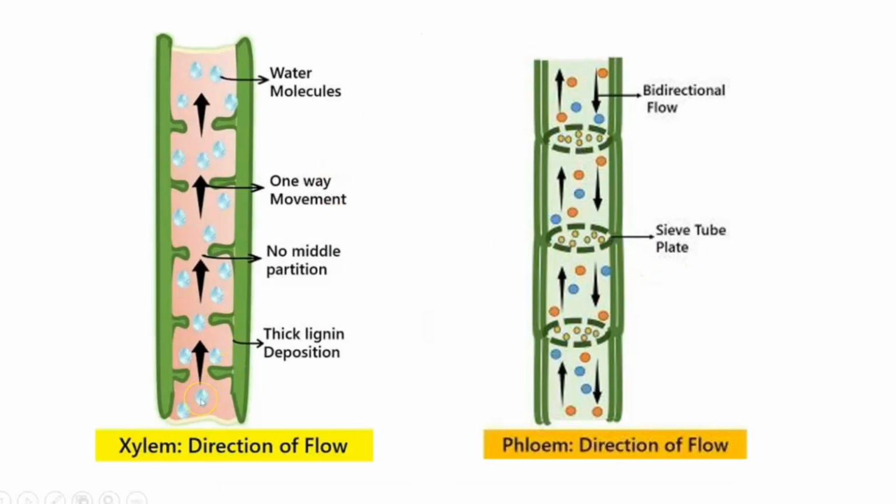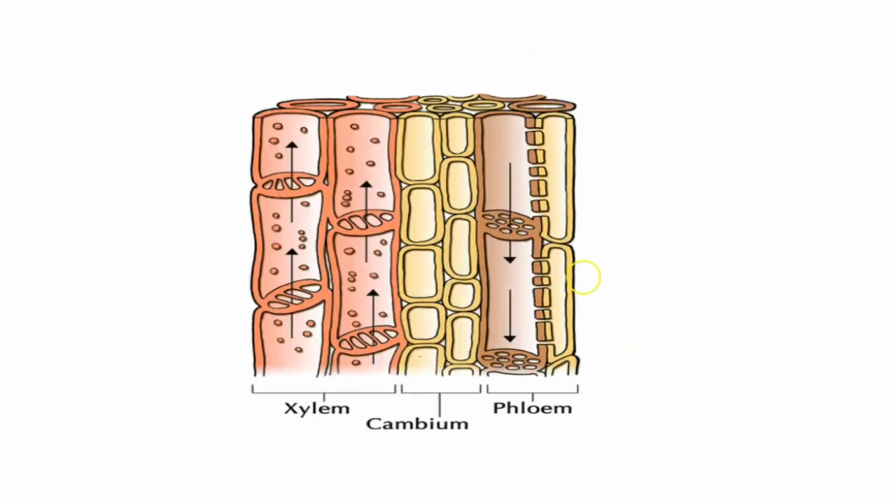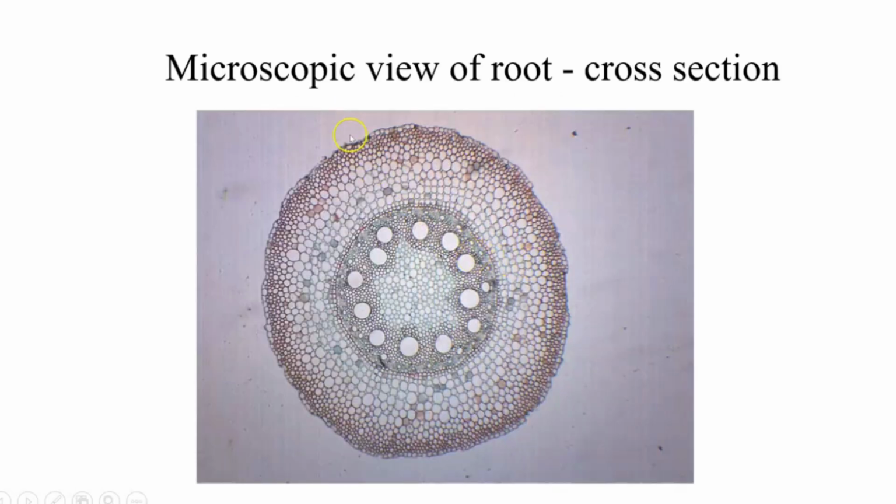See, the flow of water through xylem to the leaves is unidirectional. Okay, it goes against gravity, and the direction of the flow of food is bidirectional. You can see the arrow mark. See, the food is transported to various parts of the plant body wherever it is required. Okay. Now this is the combined structure of xylem and phloem. See, in xylem you can see the transport of water molecules and minerals, and phloem transports the food materials through sieve plates. This is the microscopic view of the cross section of a root.